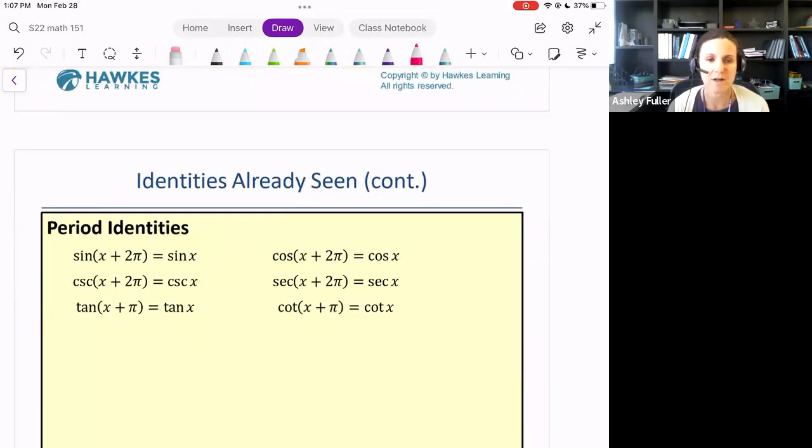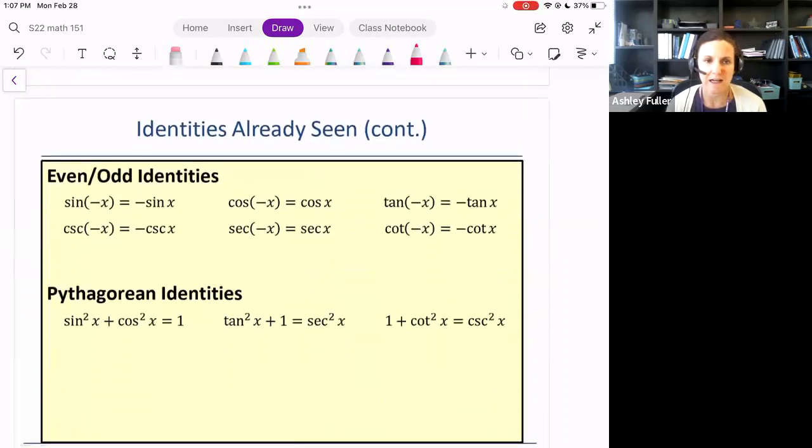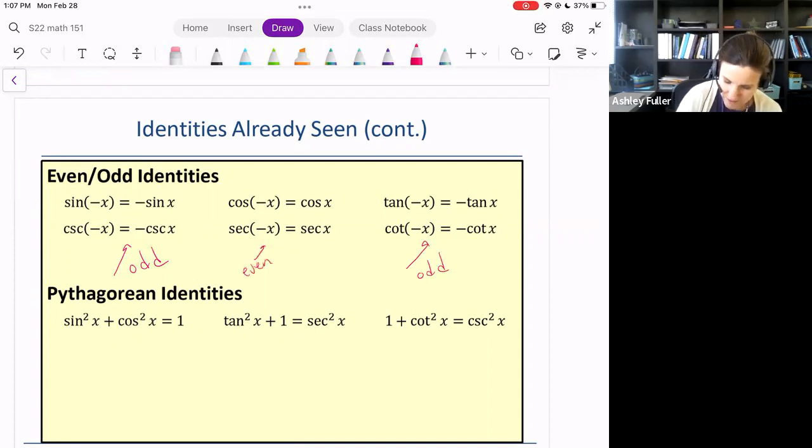And then our period identities. And again, don't try to necessarily memorize these, but just picture how often the cosine repeats, how periodic it is, how often tangent repeats, and that's going to help you remember these particular values. We've also looked at the even and odd identities. Remember, these functions are odd, meaning that when you plug in negative x, you get the negative of the function. And here, these are even functions, meaning when you plug in a negative x, you just get cosine of x.